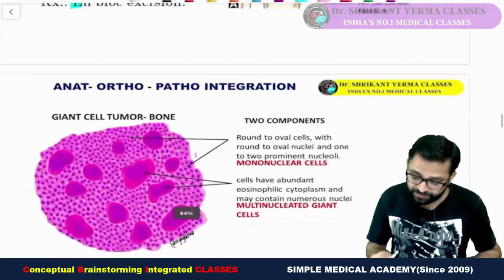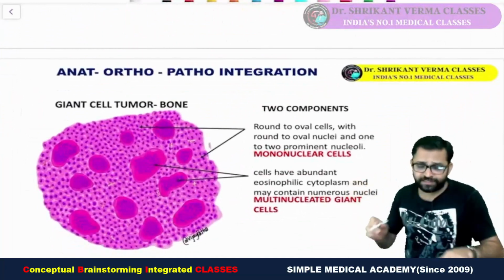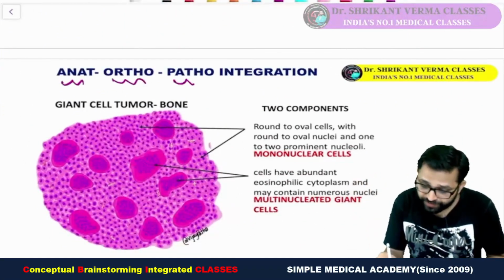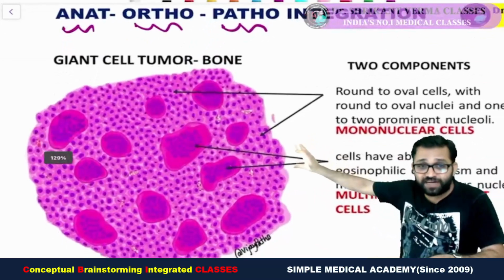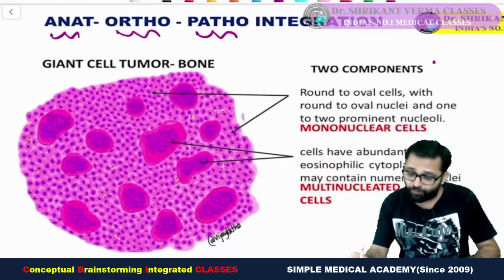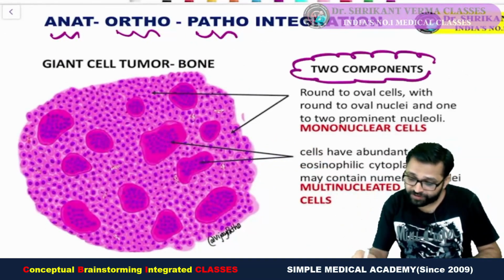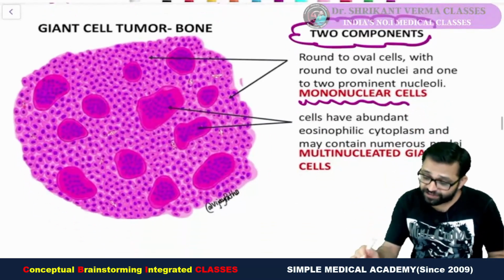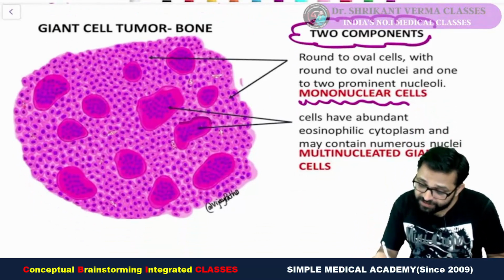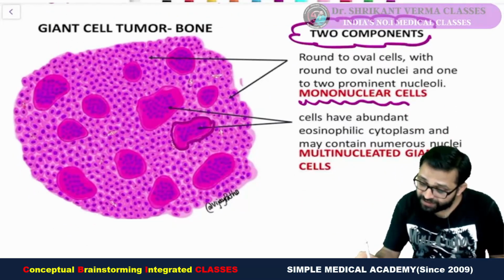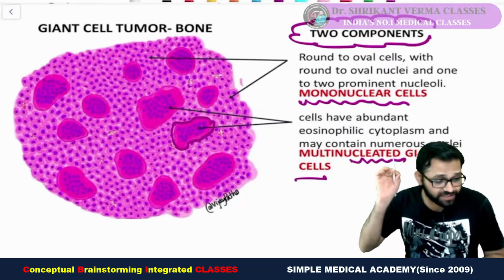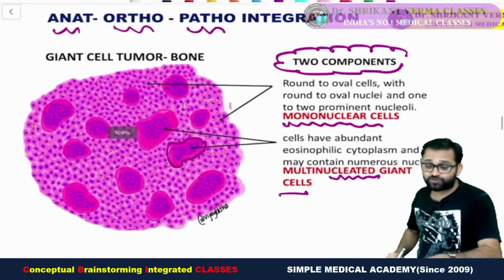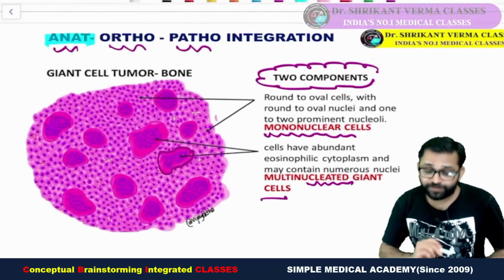And here is the ortho. See here, anatomy, ortho and patho integration. Can you see the giant cell tumor? There are two important components. What are the two important components? You will see mononuclear cells. Okay, sir. But the very characteristic feature is the one large cell which has multiple nuclei. So this is the multi-nucleated giant cell. So this is your anatomy.